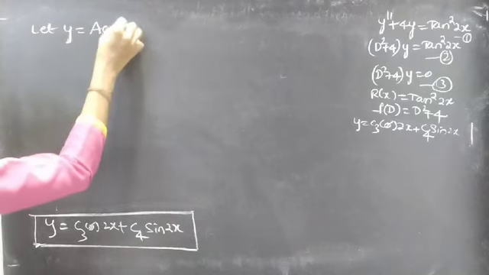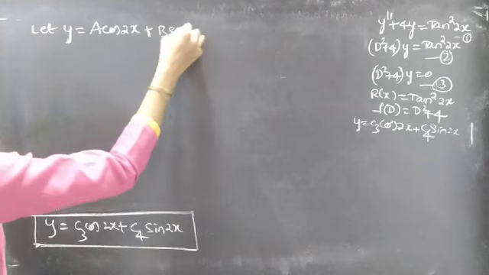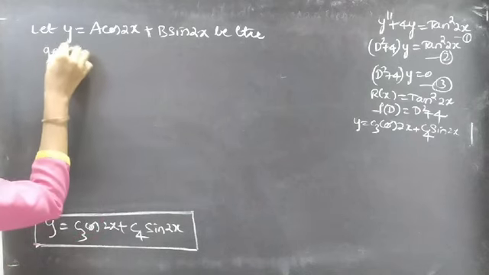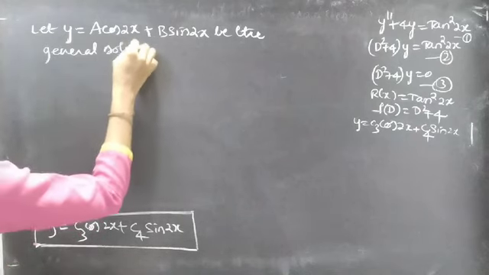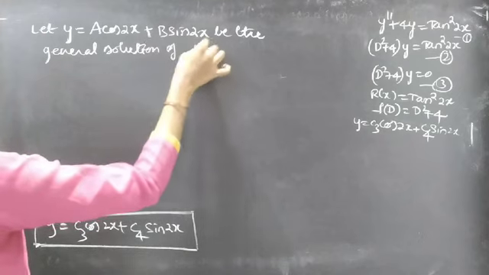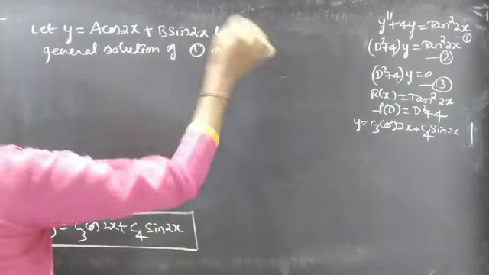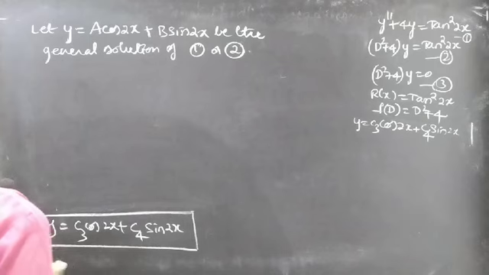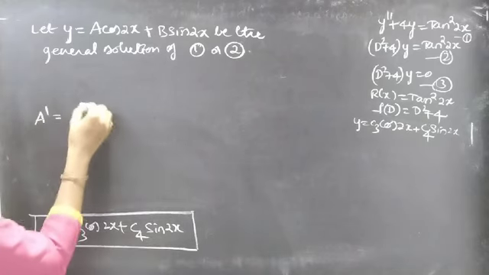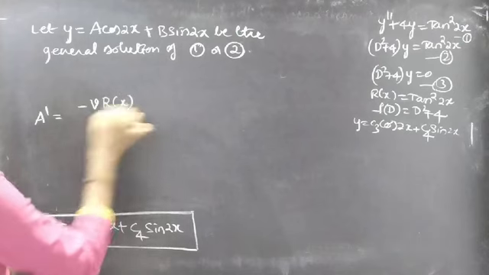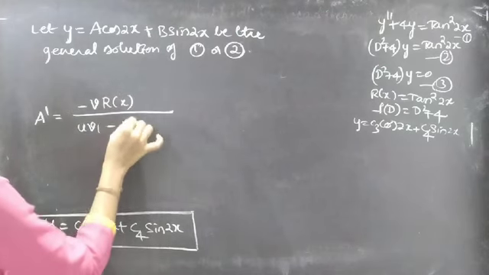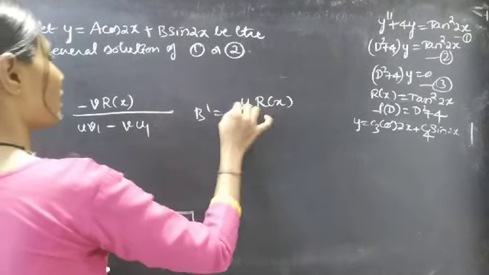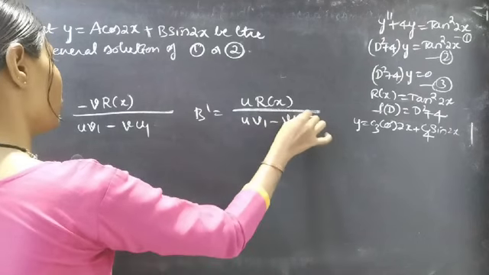Let y equal to a cos 2x plus b sin 2x be the general solution of equation 1 or equation 2. Okay, now we need to find a and b. We'll find a and b using the formula a dash equals to minus v into r of x by uv1 minus vu1, and b dash by u into r of x by uv1 minus vu1.